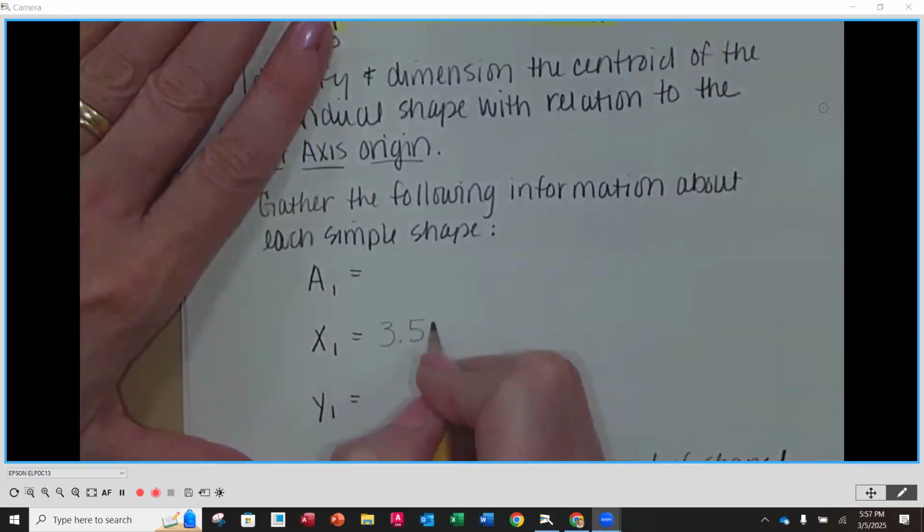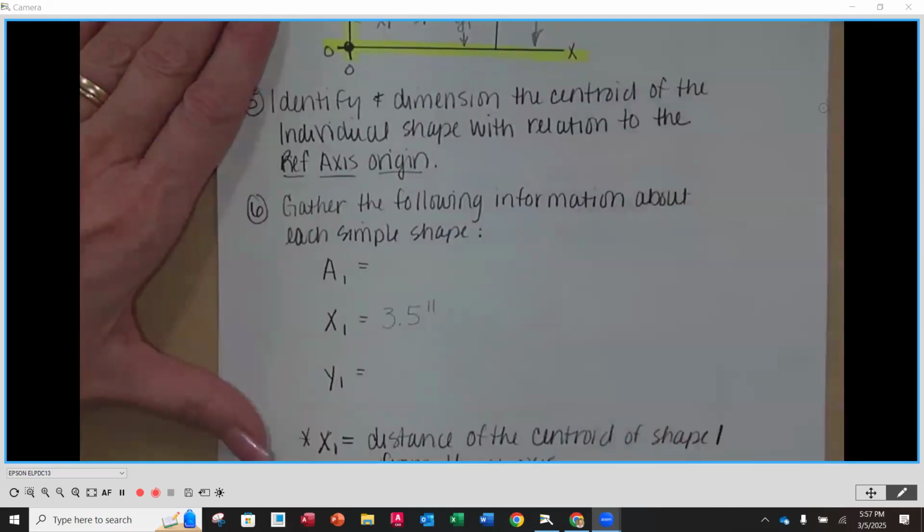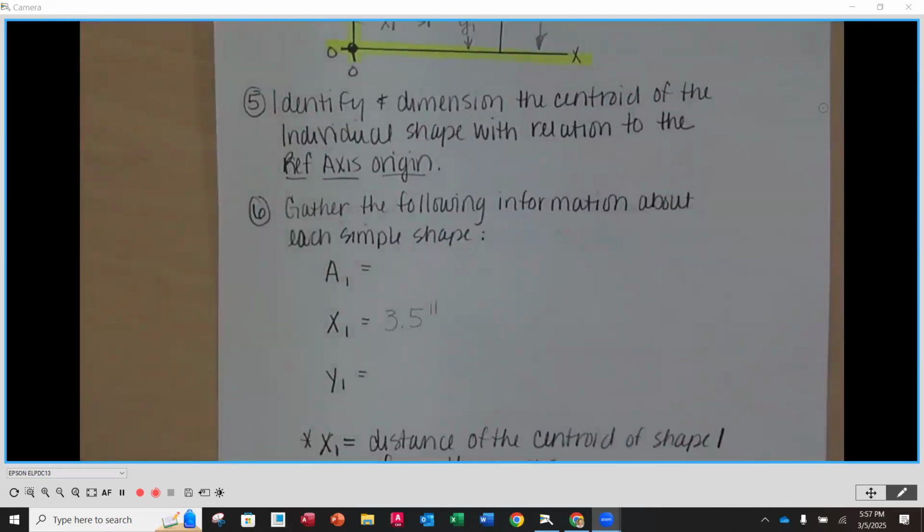Remember that day when I called on people randomly? That might be today again. It's our last lecture. Maybe we'll do it again. Pressure's on. 3.5 inches. Yes.